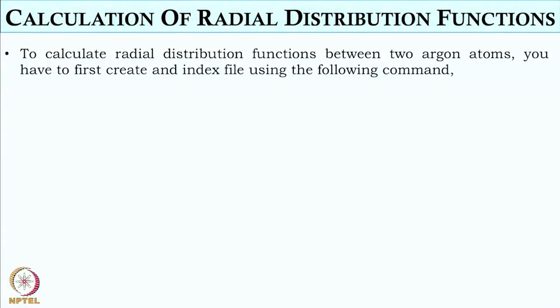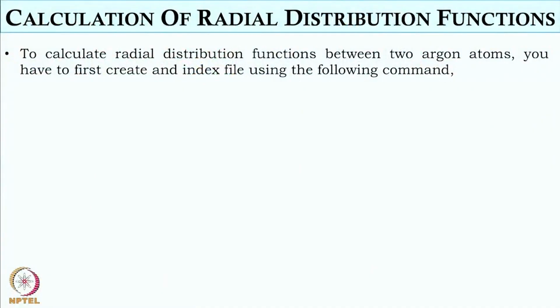So to calculate, we have to first create... what are the different types of analysis available? One is your radial distribution function. Then you can calculate the diffusion coefficient. You can calculate the distribution of bond angle, dihedral angle. Then you can calculate the spatial density map. Then you can calculate the angular distribution function.